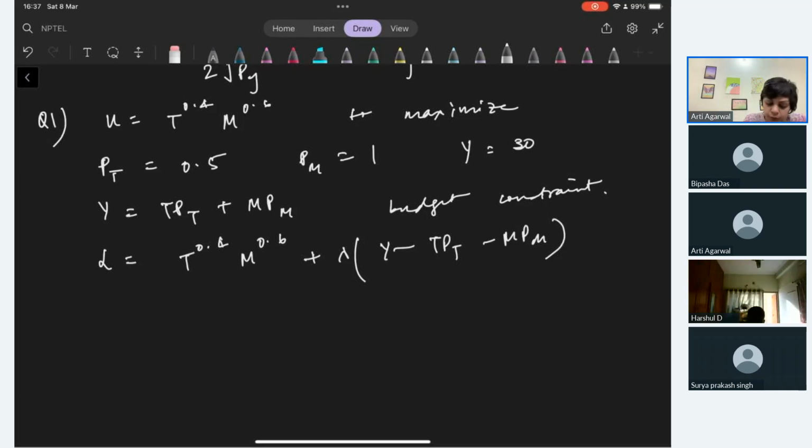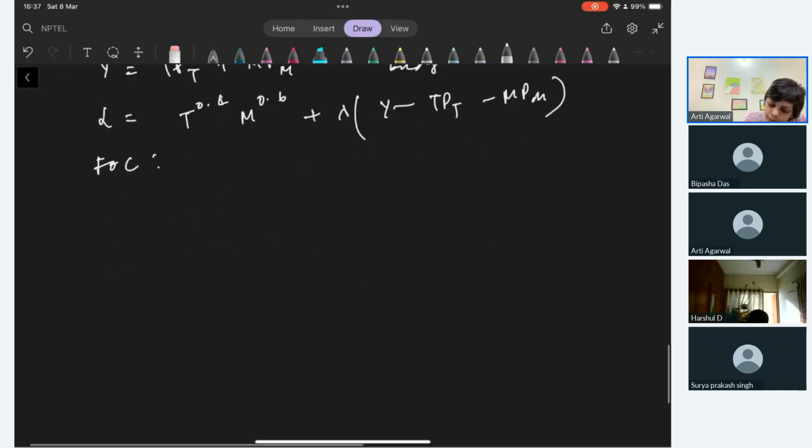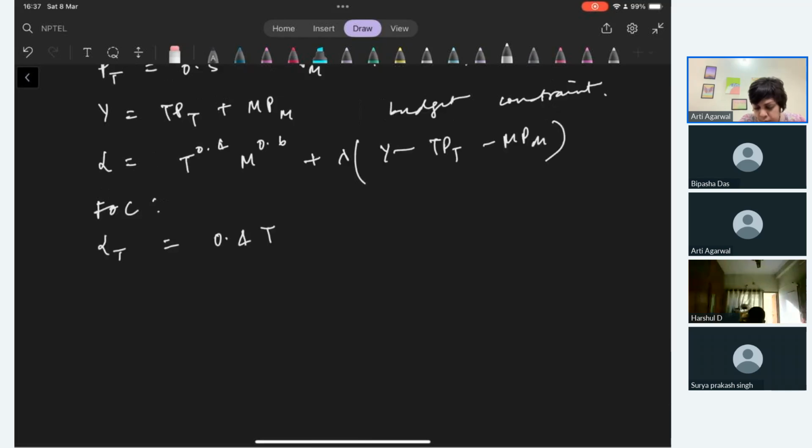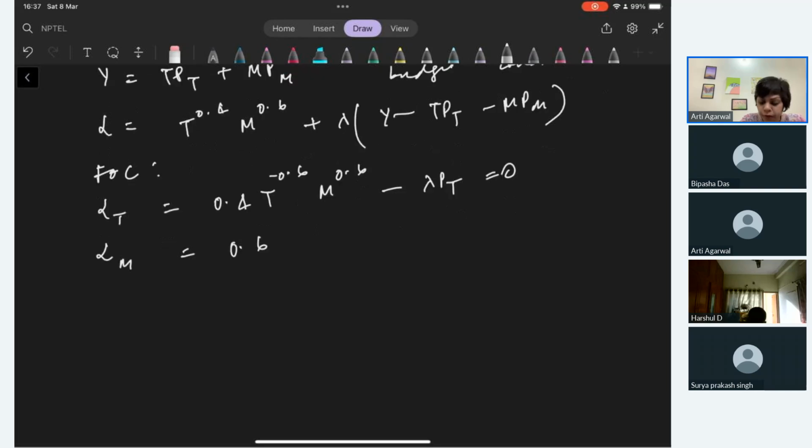Okay. Then we take the first order conditions. With respect to t, in this case, this will be 0.4 t to the power of minus 0.6 m to the power of 0.6, minus lambda pt equal to 0. Then with respect to m, so we are taking partial derivatives with respect to t and m of the Lagrangian function. Okay.